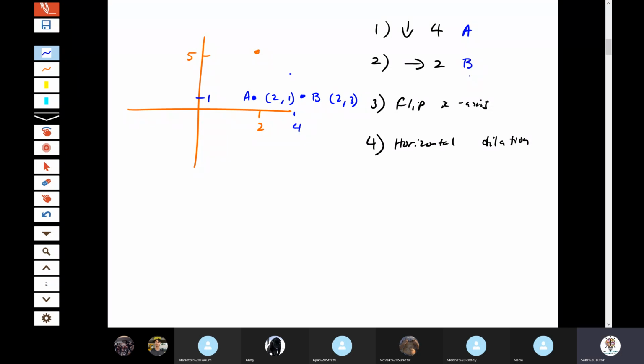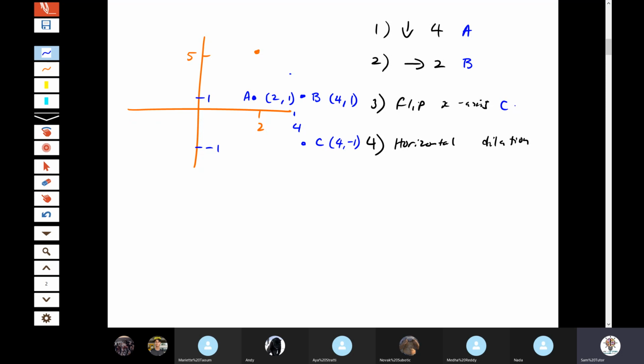Flip x-axis. So that means my 2 should still be a 2, and my y value becomes? Sorry, what am I doing? I'm thinking of too many things at the same time. X is 4, my y value is 1. Then flip about the x-axis. My y value should be -1, my x value should be the same. We're going to call that C, for -1.